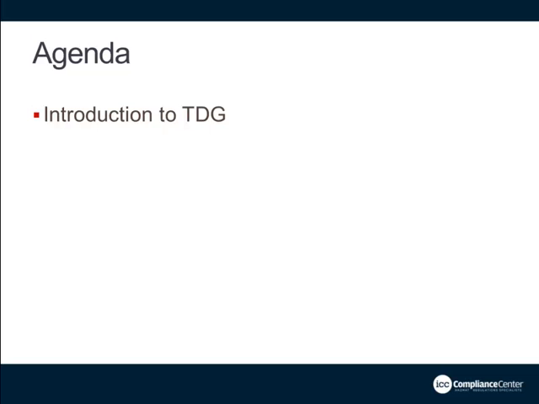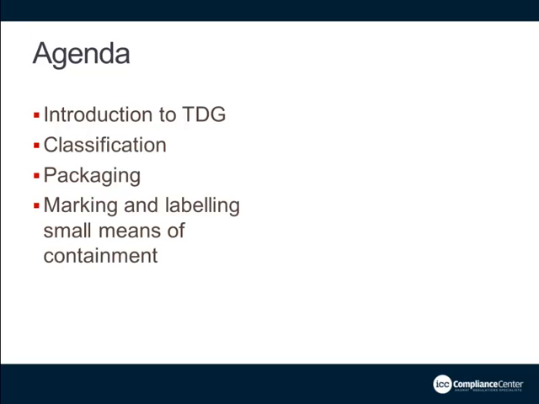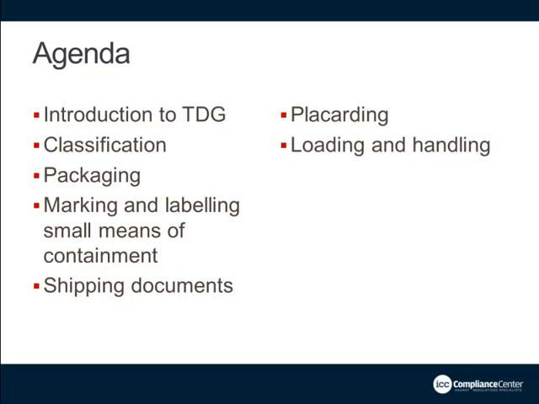The series will cover the following topics. First, an introduction to the TDG regulations. Then, the classification and identification for dangerous goods. Selecting and verifying packaging for dangerous goods. Marking and labeling dangerous goods in small means of containment, which is sometimes called non-bulk packaging. We'll look at shipping documentation requirements for dangerous goods, and how to placard large means of containment, such as vehicles that carry dangerous goods. We'll look at the requirements for safe loading and handling, and how to report serious spills of dangerous goods during transport, called accidental releases.